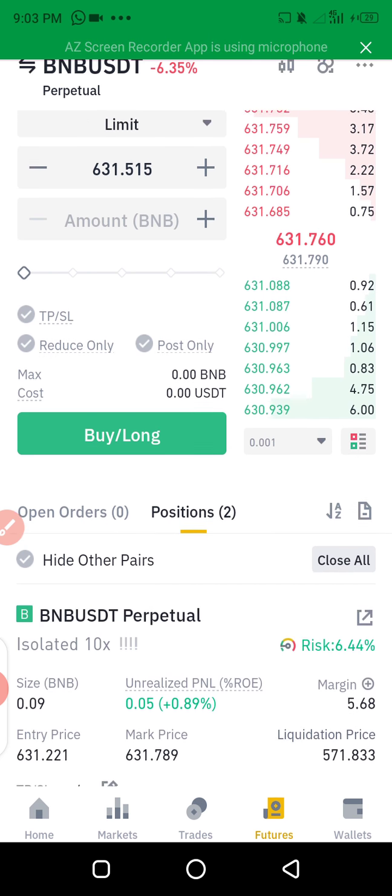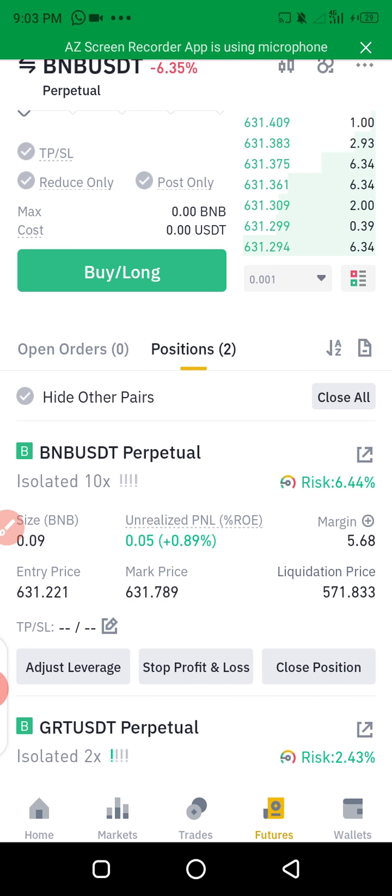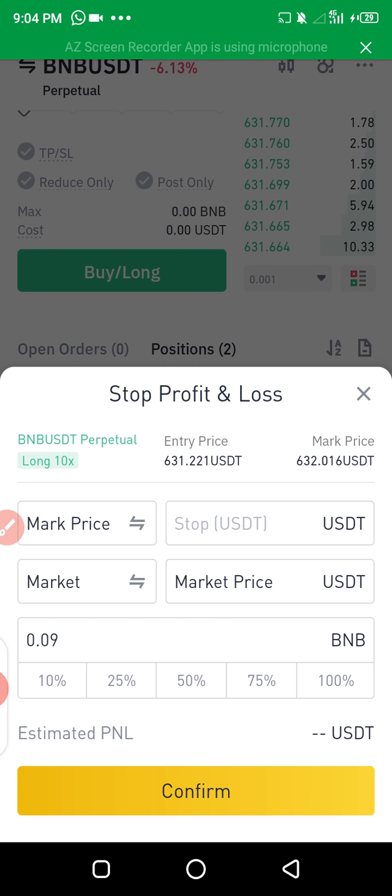So this is my position. Now let me just close this position because I just use it as a typical example. You can as well set stop limit, stop profit. I'm still coming to that. I think in my next lesson I will explain more features. You can set stop profit. You can set it for long and you can set for short.